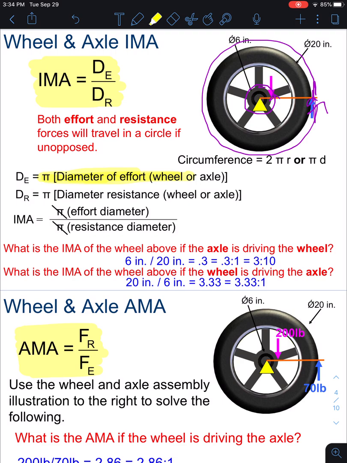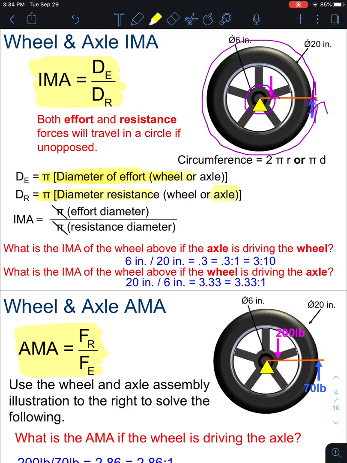A car actually is the opposite. A car turns the axle, and then the axle turns the wheel. But let's just say we're going to use the wheel as our effort force. We need to find the circumference of the wheel, that is pi times the diameter of the wheel. Okay? We can compare that to the circumference of the axle, which is pi times the diameter of the axle.